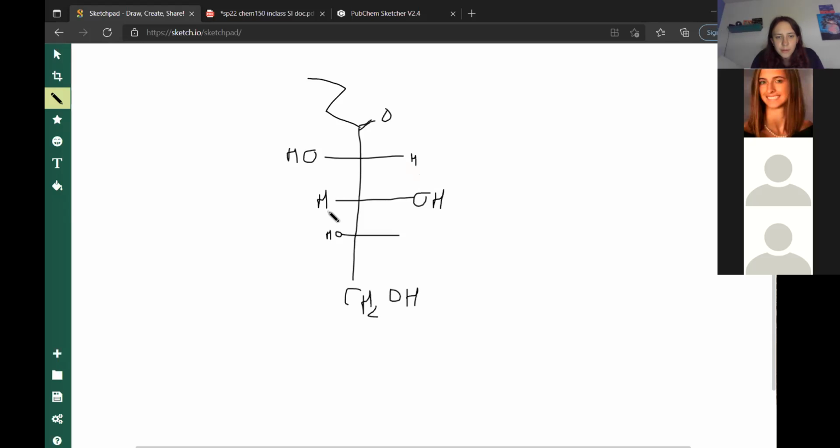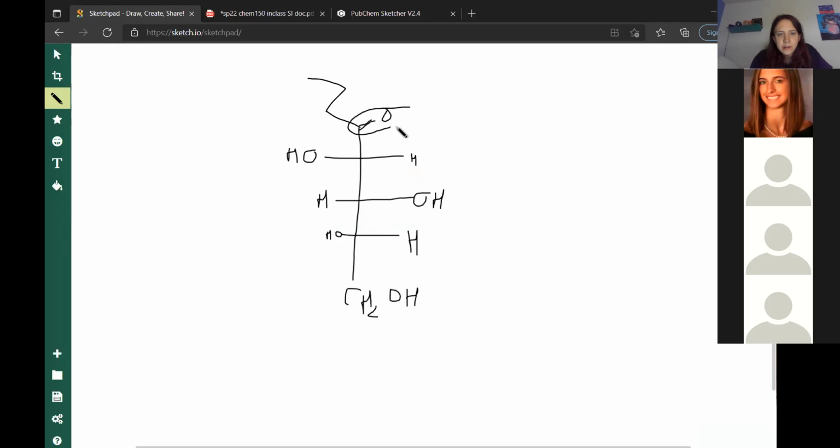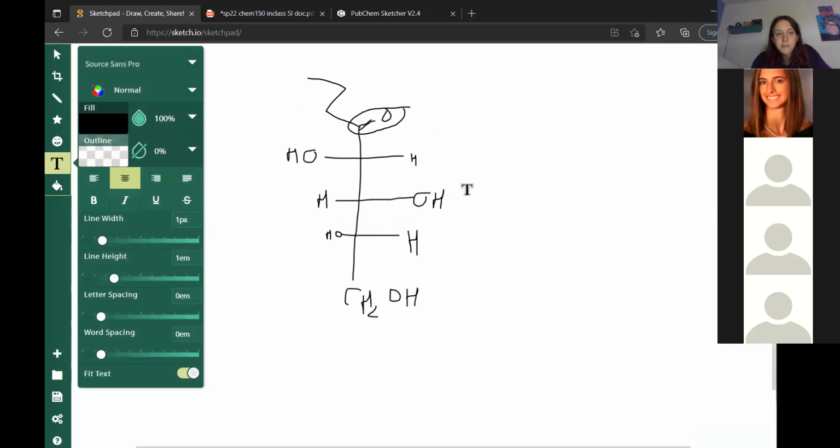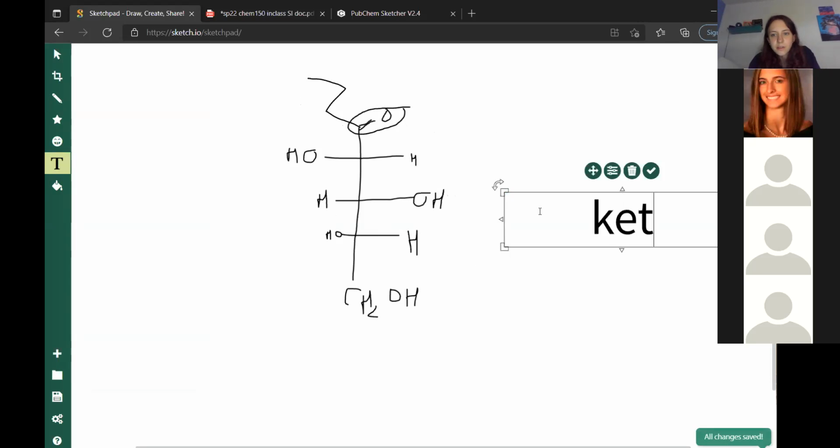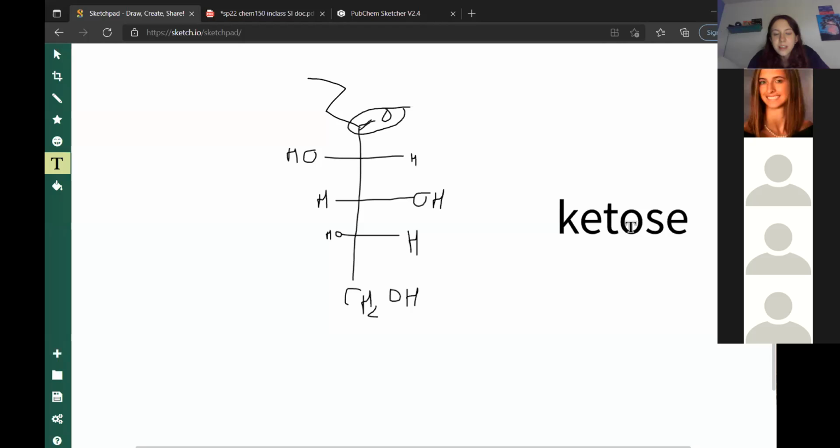So the first part of this problem asks us to classify whether it's an aldose or ketose. So here we go. Here's the top. Here's our carbonyl group, our double bonded O. And instead of a hydrogen on this side, there's a bunch of carbons, making it a ketone. So this specific carbohydrate is going to be a ketose because there is that ketone branching off of it.